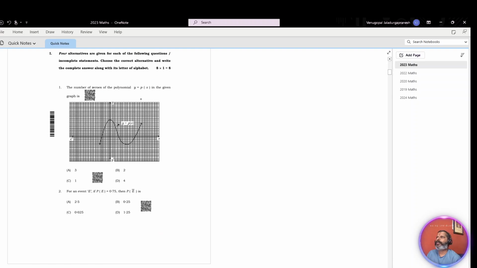The number of zeros of the polynomial. Number of zeros here is where the graph intersects the x-axis. That count you take. So here it intersected at 1, 2 and 3 points. The number of points where the graph intersects the x-axis is the number of zeros. So 3 is the number of zeros.